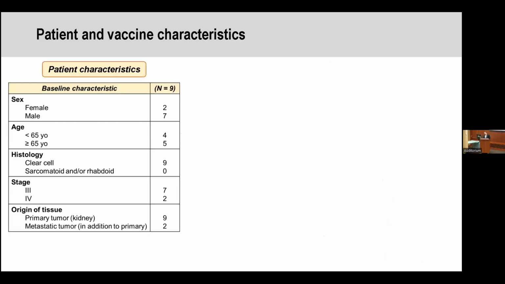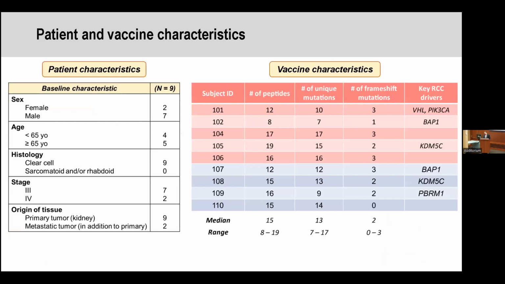We treated 9 patients overall. It's the sort of standard demographics you'd expect for kidney cancer. Majority were stage 3, though there were a couple stage 4 patients as well. And in every patient, we were able to identify enough mutations to actually target. So a median of 13 unique mutations were targeted per patient with 15 different peptides.